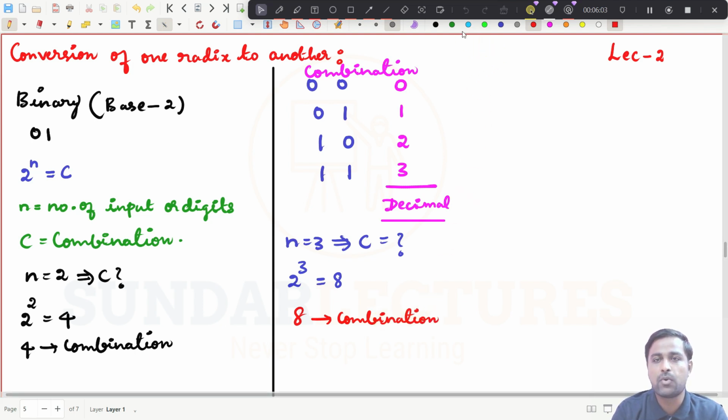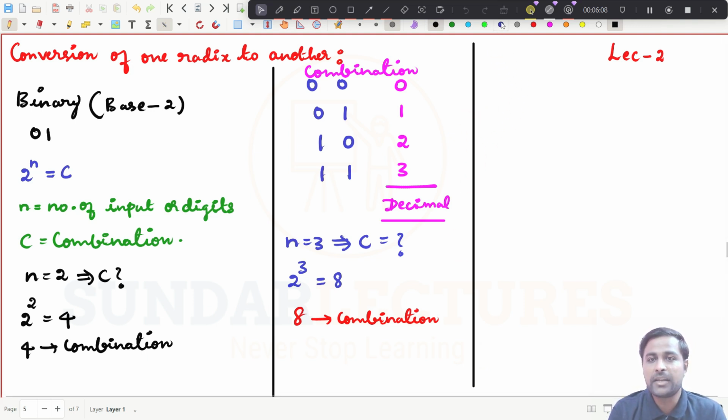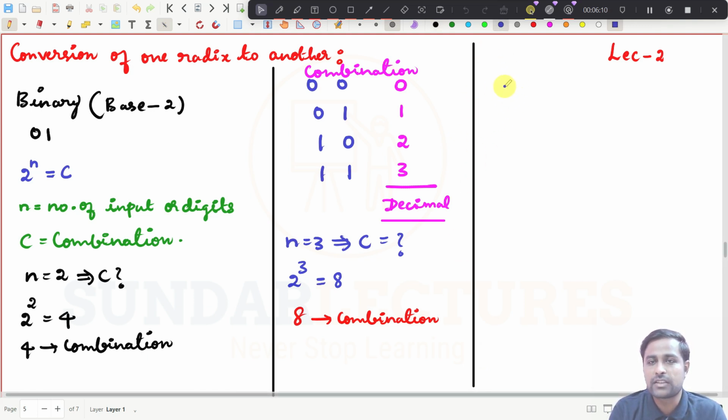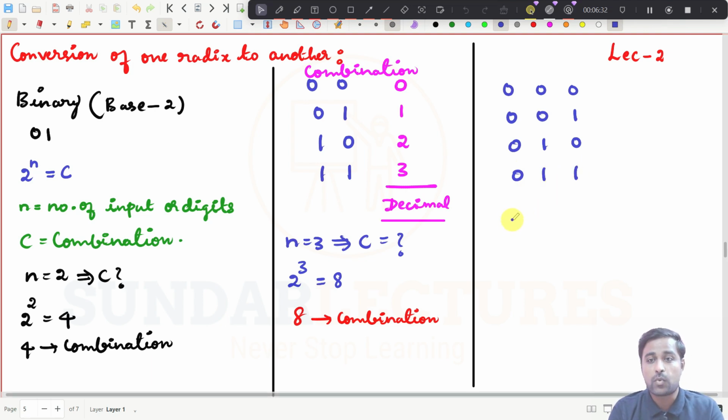And how it actually comes down, say I put n as 3 inputs: you start with 0 0 0. Then what is the next value? It is 0 0 1. The next value is 0 1 0. The next value is 0 1 1. What is the next value? It will be 1 0 0.